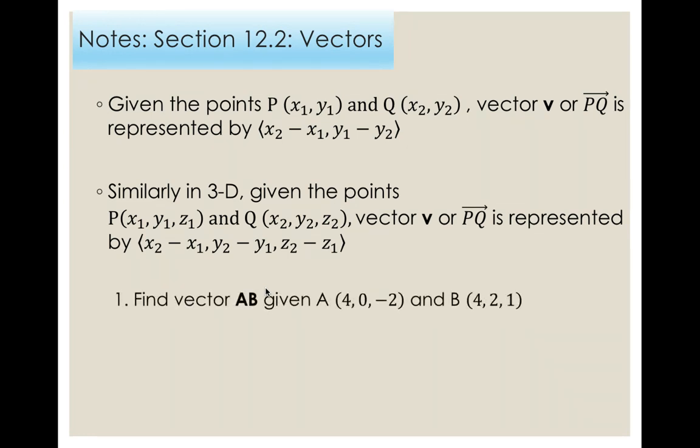So if I ask you to find this vector, vector AB, and let's say I want to call it V, it is four minus four, two minus zero, and one minus negative three, right?